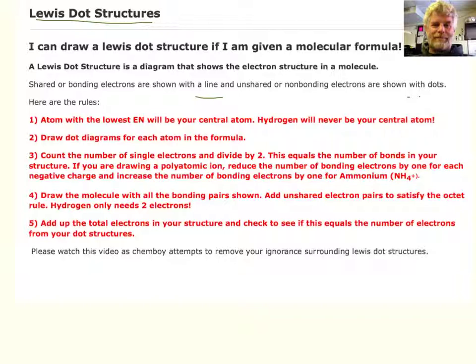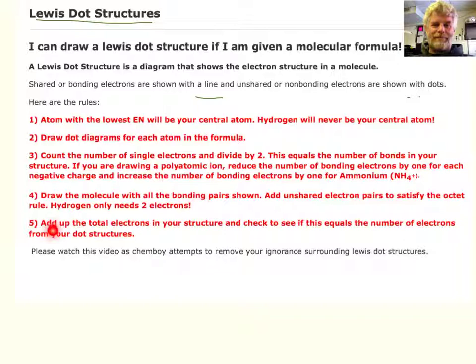Fourthly, draw the molecule with all bonding pairs shown. That's with all lines here. Then add unshared electron pairs to satisfy the octet rule. For our purposes, all the molecules that we're going to draw follow the octet rule. So all atoms are going to need to have 8 electrons around them. Hydrogen only needs 2 electrons. There are exceptions to the octet rule, but for the scope of this class, we're going to limit it to just elements or molecules that are following the octet rule.